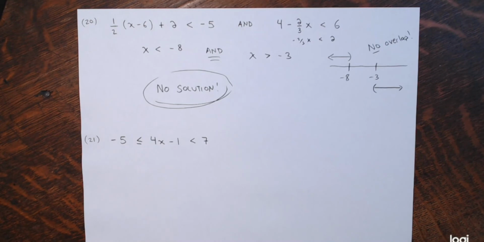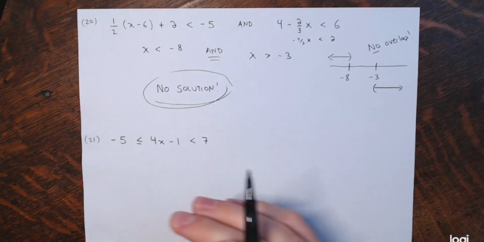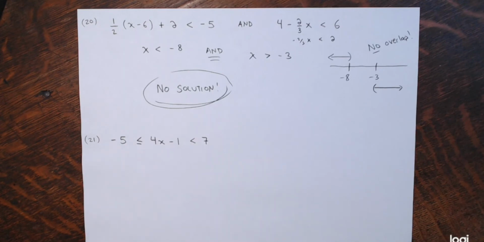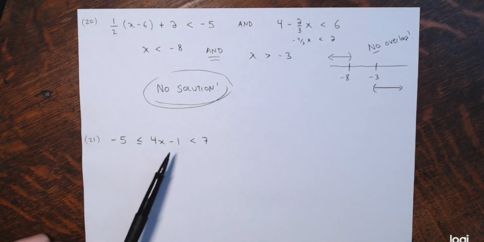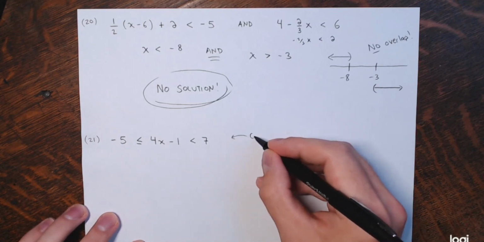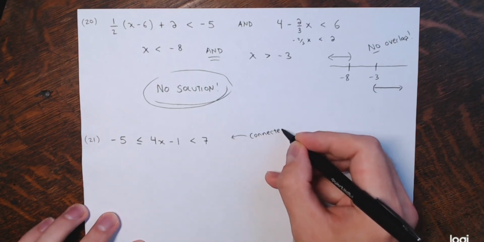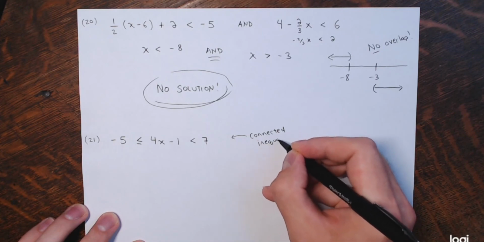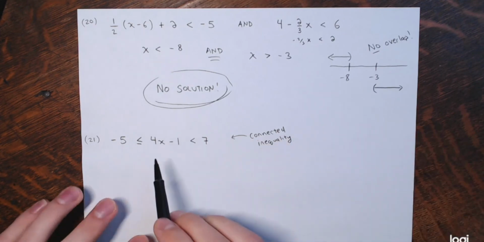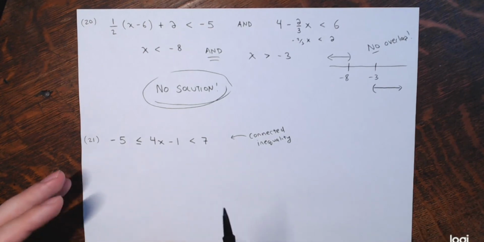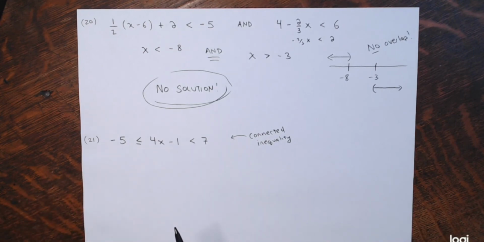Okay, now for the final 6 examples, 21 through 26. If you remember early on in the video, right, examples 1 through 10 maybe, I mentioned connected inequalities, right? This is an example of one of those connected inequalities where you have the two put together, and you don't see the word "and," but it's implied to be there.